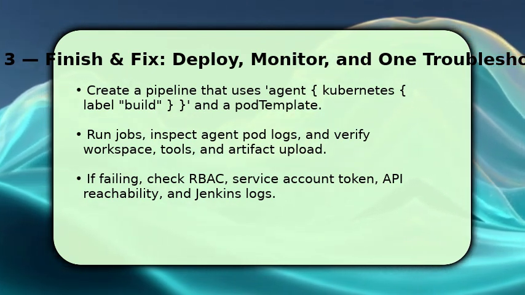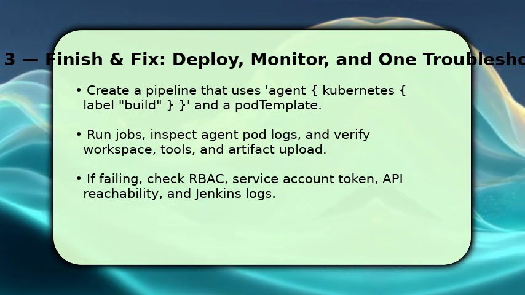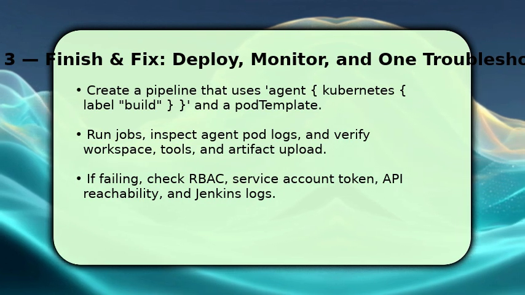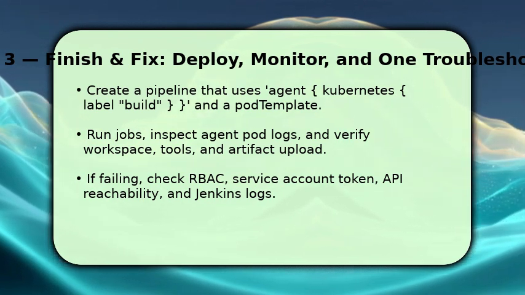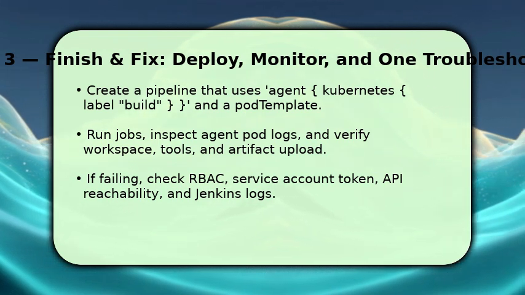If something goes wrong, check RBAC and the service account token first, confirm the API server is reachable from Jenkins, and review Jenkins and agent pod logs for permission or image pull errors. This single troubleshooting check fixes most failures.